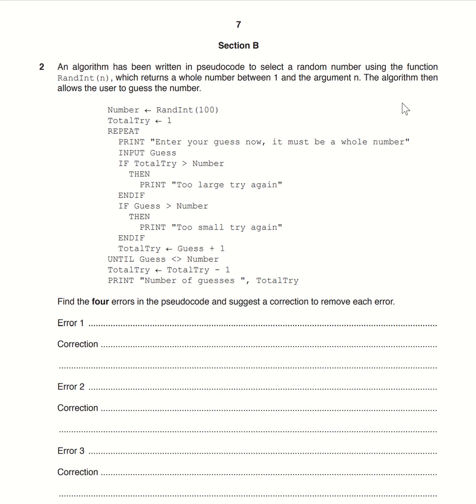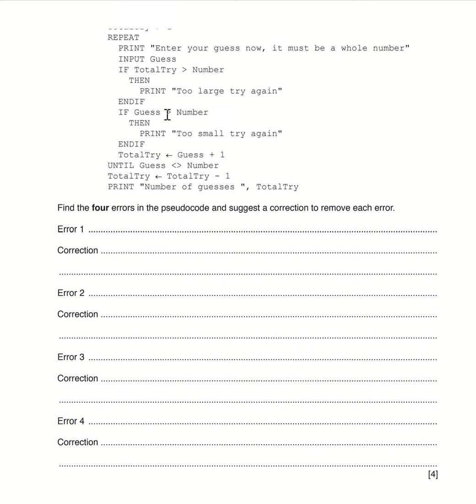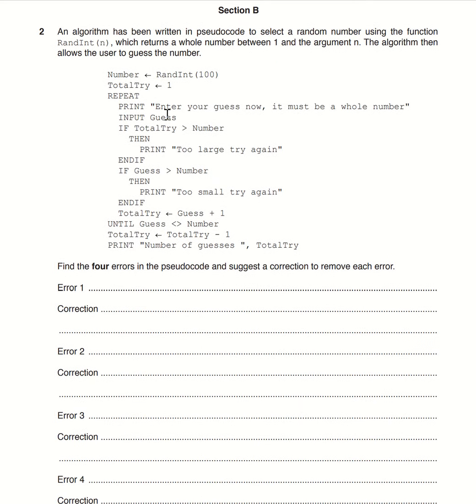The algorithm then allows the user to guess the number, and here it shows the number of guesses, and at the end it shows the total tries. So let's find some mistakes. Here it has 4 errors. Okay, so error number 1.